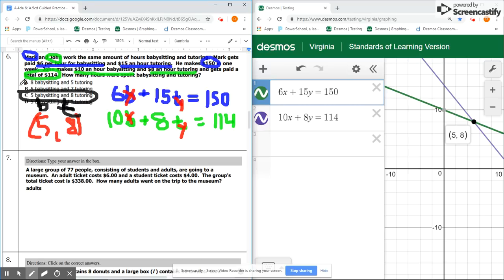Notice how they're trying to trick us with option A. They just flipped it around. So make sure you're careful and know which one is the babysitting, which one is the tutoring.